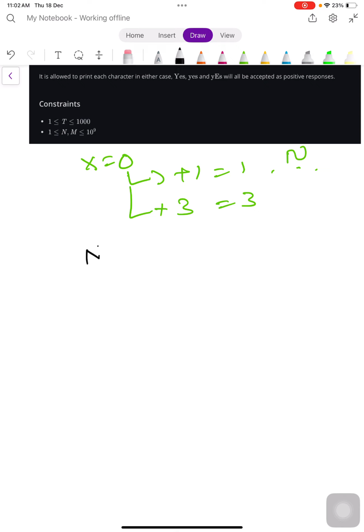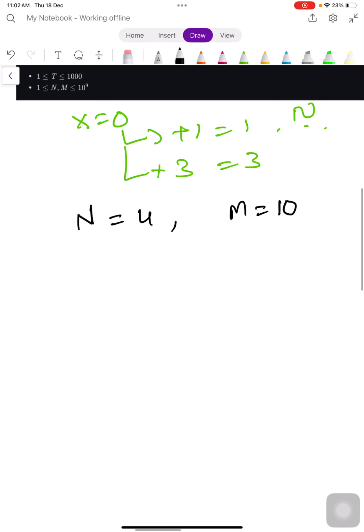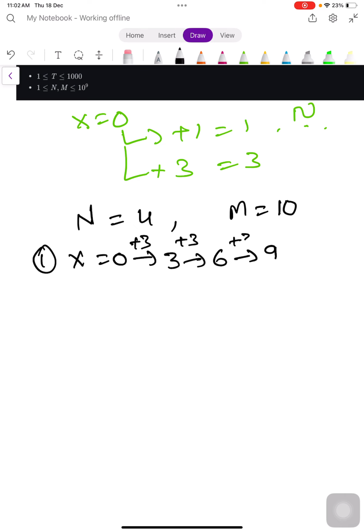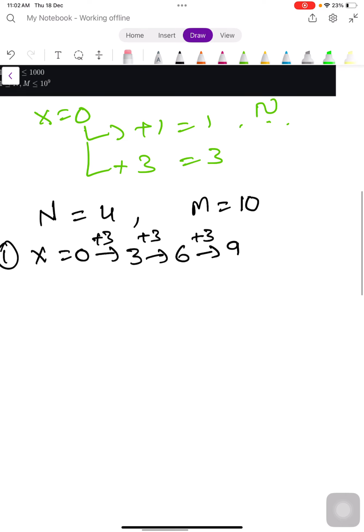Let's say n is given as 4 and m is given as 10, basically asking whether in 4 moves you can reach 10 or not. In exactly 4 moves, not more than 4, not less than 4. In the first move, the x value will be 0. From 0 I have gone to 3. In another move I have gone to 6. In another move I have gone to 9. Basically plus 3 and plus 3. I am done with 3 moves.